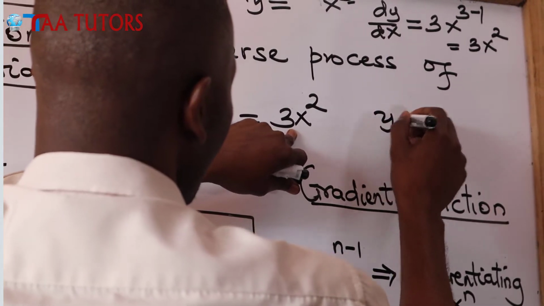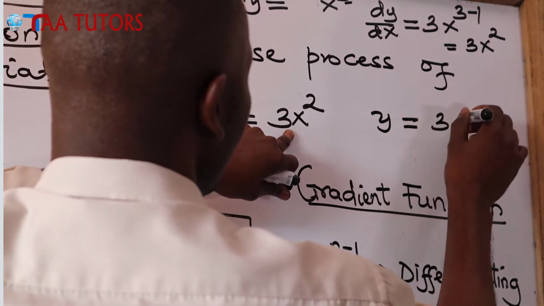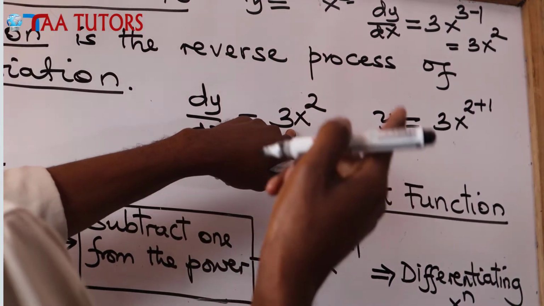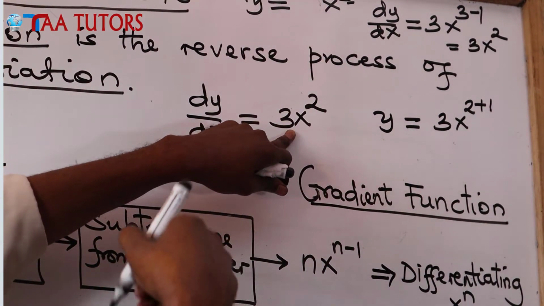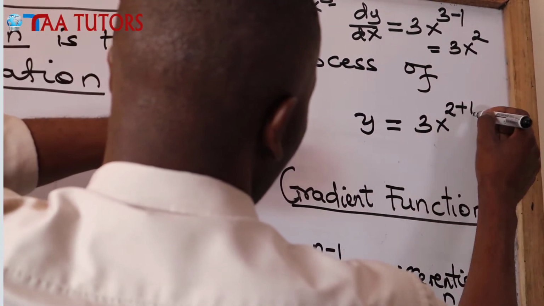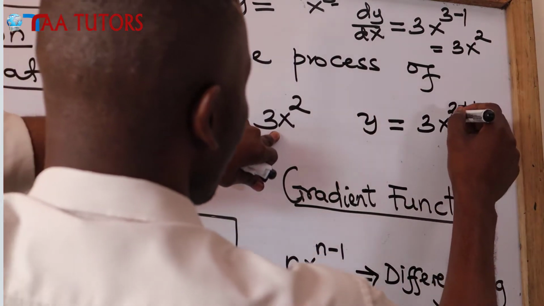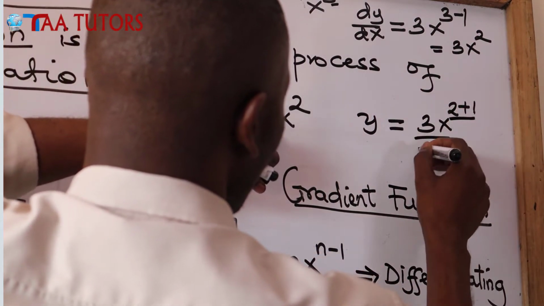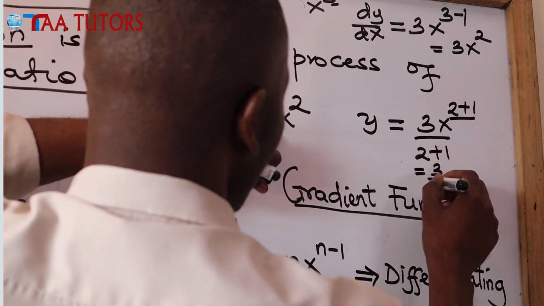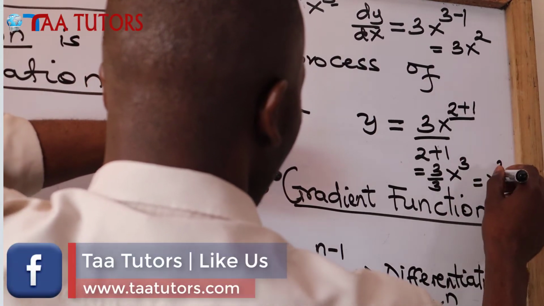So we are going to say y here will be, for the opposite of subtraction, we add 1 to the power, so 3x power 2 plus 1. That was the last thing we did. Then the first thing we did, before we subtracted 1, we multiplied by the power, which we now say is 2 plus 1. The opposite of multiplication is division. So we divide by that term, 2 plus 1. So we are going to get 3 over 3 x power 3, which is actually x power 3.